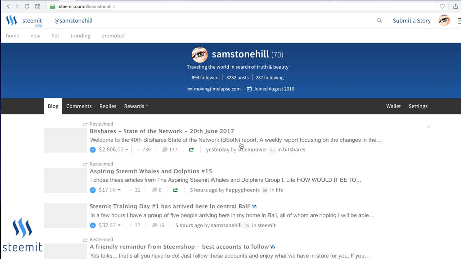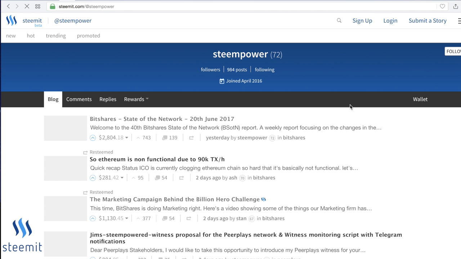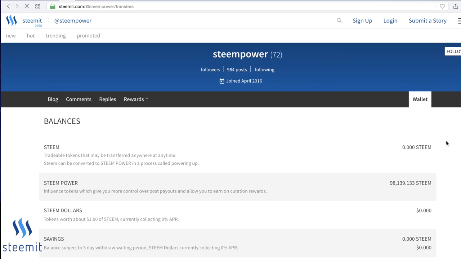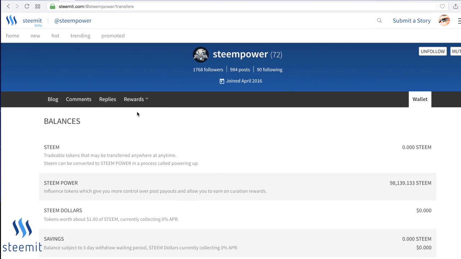So let's look at Steam Power. I bet he's loaded. This might annoy me. I'm not sure I want to know. But the whole thing's visible. So here's Steam Power's wallet. Let's see how loaded he is. Scotty, you following or are you sleeping? He's got $216,000. Yeah, he's doing all right. He's a quarter of the way to a million.